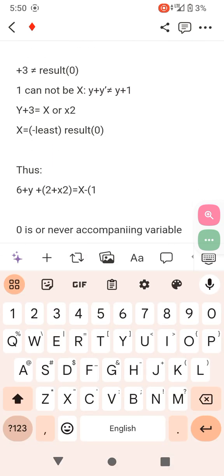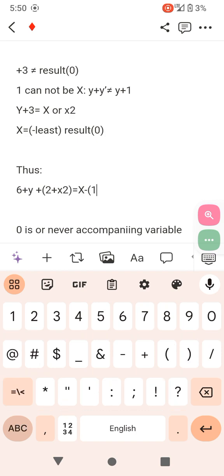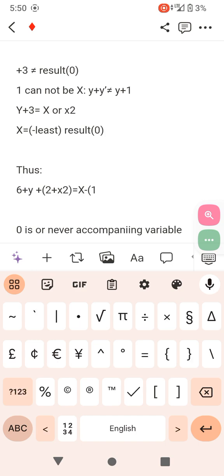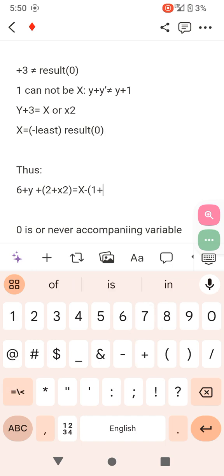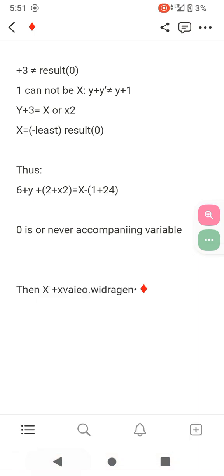So 6 plus y plus 2 plus x2 equals x minus 1 plus 2, 4. So that's basically the formula.